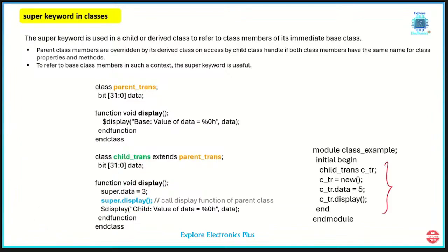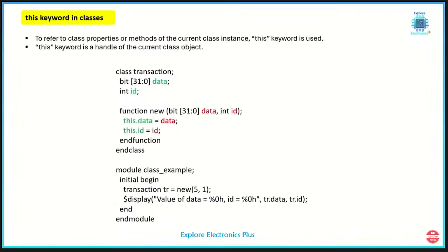Similarly, here we have an instance of a child class inside a module. We are creating an object for that. We are accessing the data and also display. Since we are accessing through the child class handle, data is also present in the child class. Without using super over here, it should access the data of the child class, but because of super it will access the parent class properties and methods. So whenever we use super, it refers to the super class, meaning the next base class we have for this child.